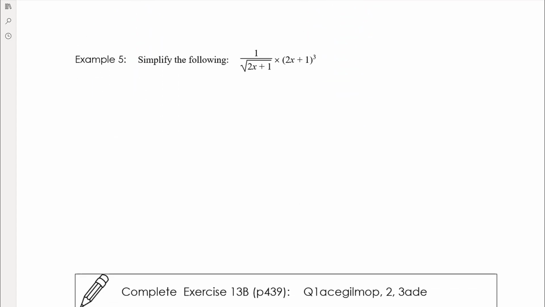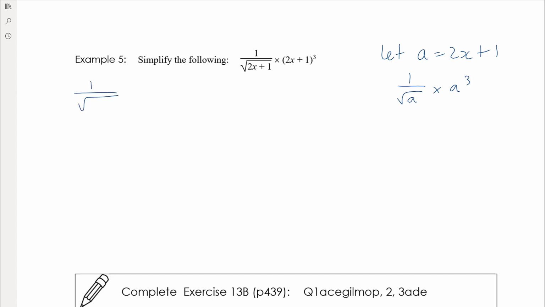Alright, simplifying each of the following. Now, if you want to, you could say, let a equal 2x plus 1, and see this as being 1 on root a times a cubed. Simplify that, and then put 2x plus 1 back in at the end. Perfectly fine with that, okay? I'm going to leave it as it is.